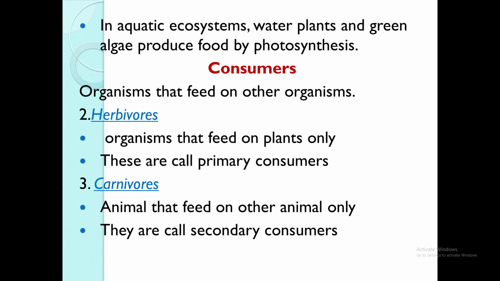All right, moving on, in terms of the different labeling for the food chain, we have consumers, which are organisms that feed on each other, and we have herbivores. Herbivores are normally organisms that feed on plants only. So when you look at a food chain, I can ask you to take.